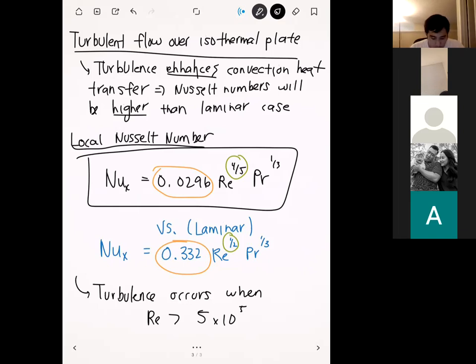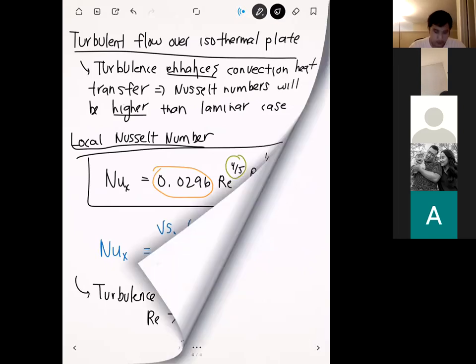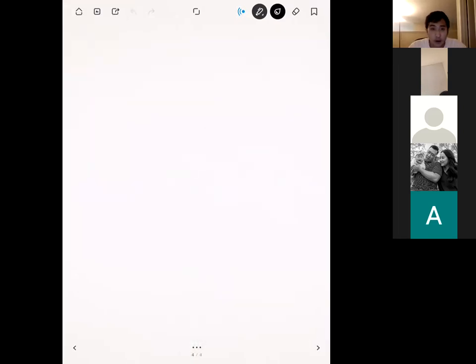So that's the local Nusselt number correlation for turbulent flow. Are there any questions on this before we go over the average Nusselt number correlation? Okay, so that's the local one, and I'll show you an application of that in a bit. But usually, the one that we want to use for our calculations is the average Nusselt number.